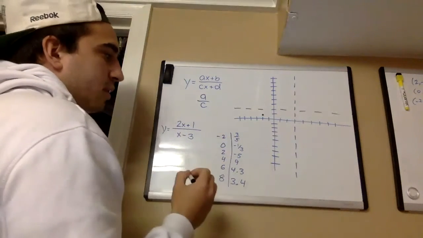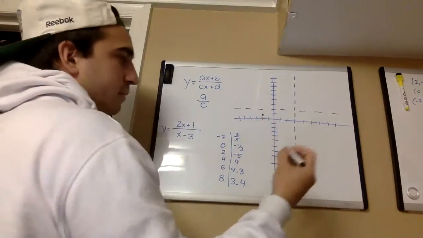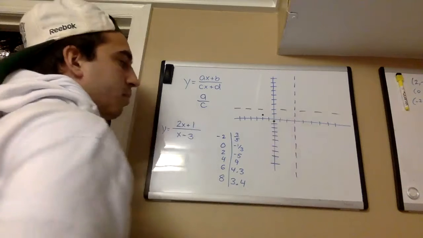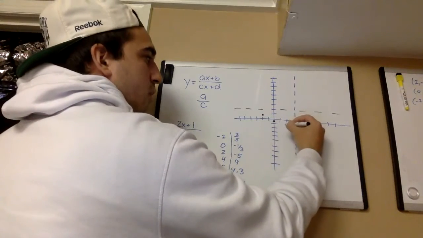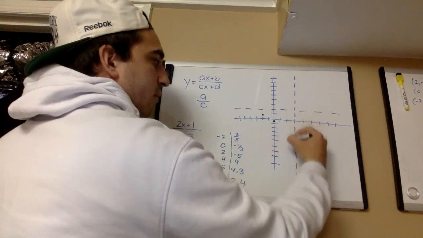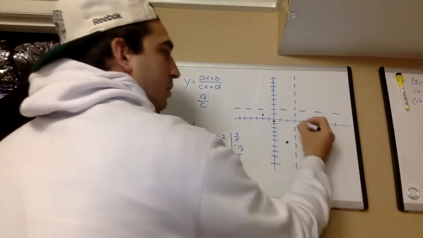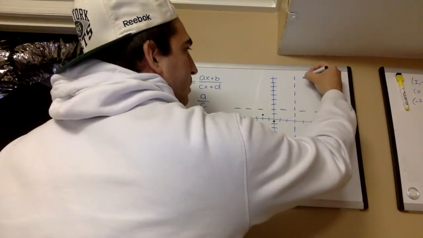Next one is (0, -1/3). Again, that's in between negative 1 and 0. So 0, negative 1/3, put a point. Then I have (2, -5). 2, 1, 2, 3, 4, 5, negative 5. Then I have (4, 9). 1, 2, 3, 4. 9 is up here.